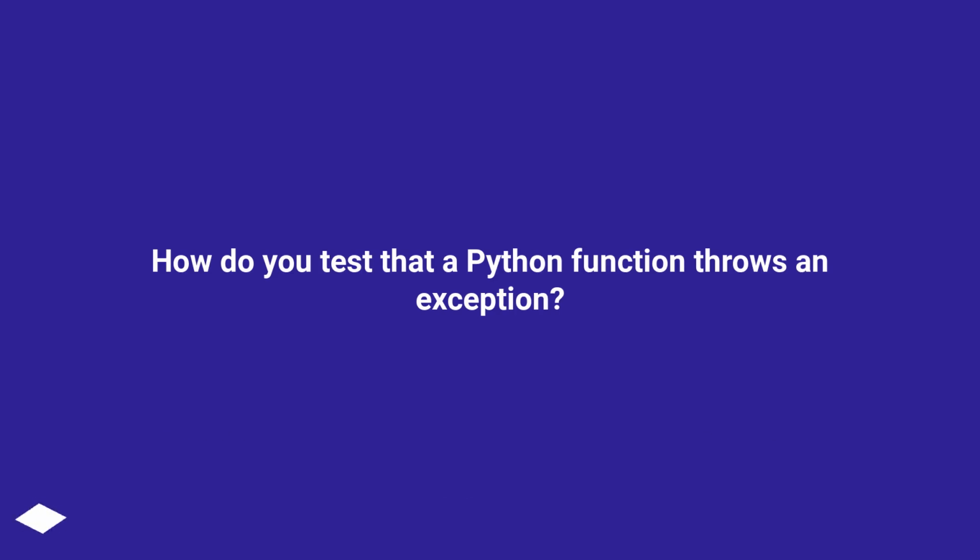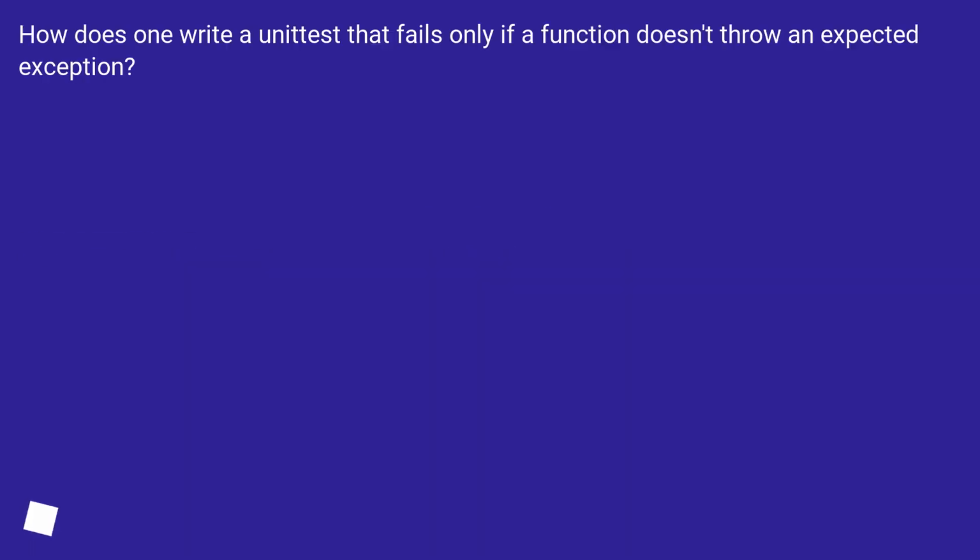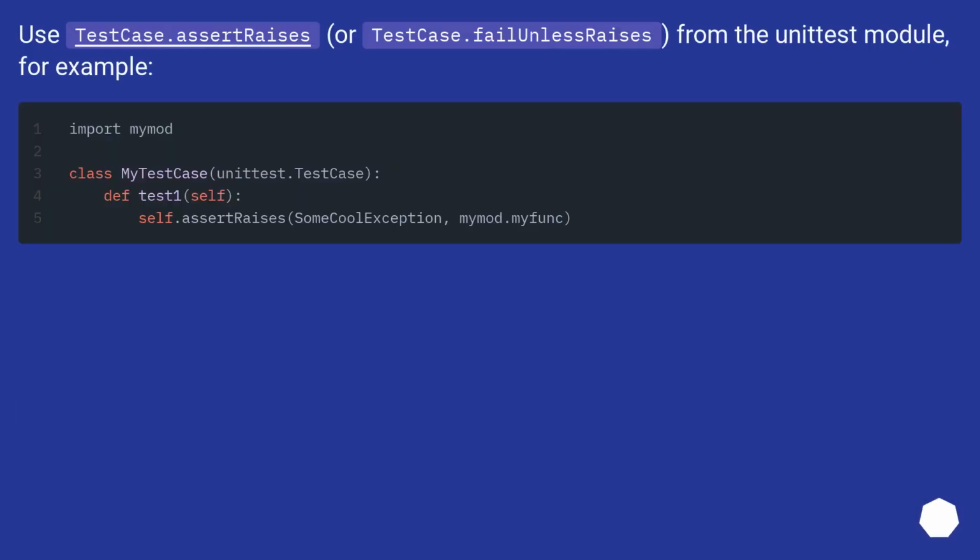How do you test that a Python function throws an exception? How does one write a unittest that fails only if a function doesn't throw an expected exception? Use testcase.assertRaises or testcase.failUnlessRaises from the unittest module, for example.